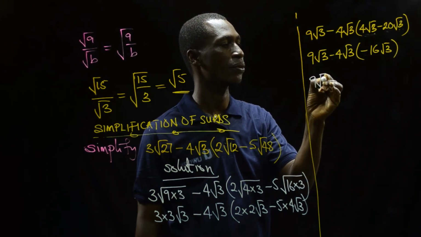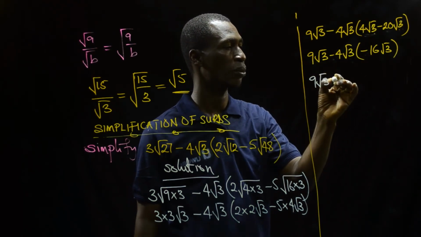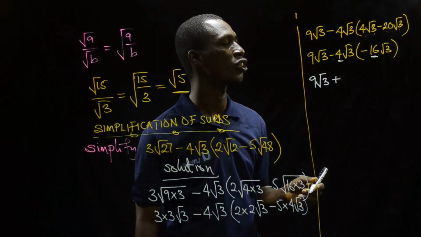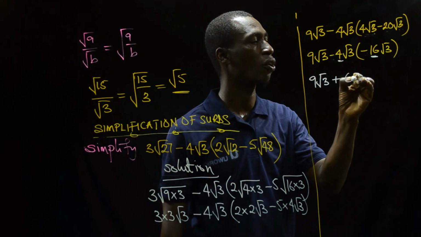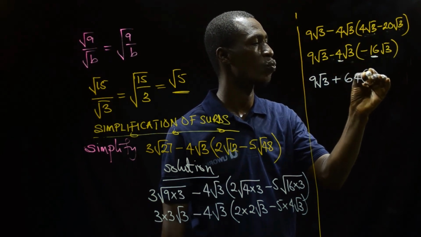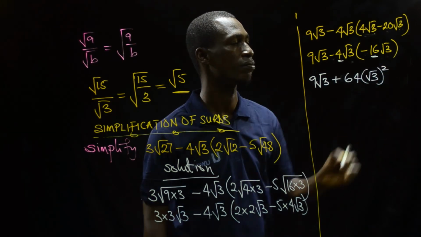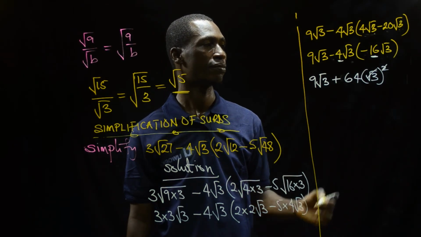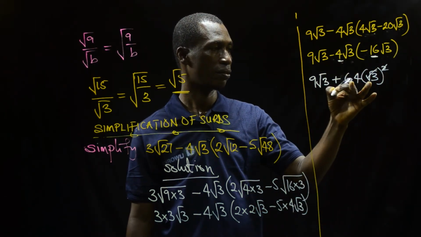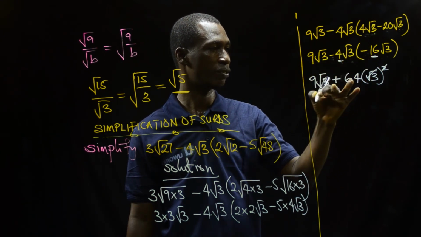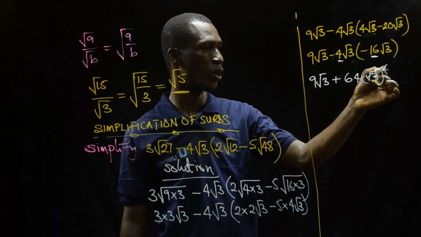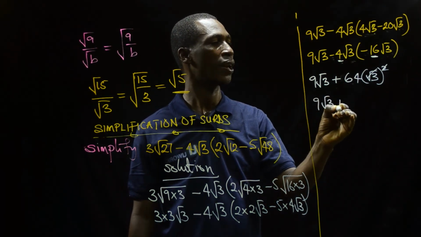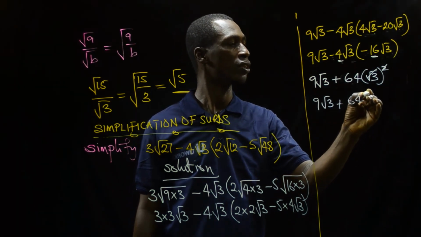Good. So we have here 9 root 3. Now we've got negative times negative is positive. So plus. Now 4 root 3 is out. 4 times 16 is going to give you what? 64. And root 3 times root 3 will give you root 3 squared. At this point, the power will blow the root sign away. Negative, negative gave me positive. Root 3 gave me root 3 squared. So I blew the root 3 away. Then I've got 9 root 3 plus 64 into bracket 3.